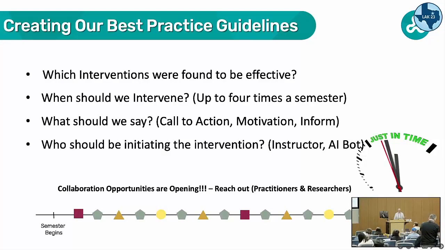approach. It should be a call to action. It should be motivational, and it should be informational. It should include information. Who should be initiating the intervention? Will I be getting a post from a bot, an AI bot, or someone human? This is crucial for our development. And when will it happen? So if you're interested in these questions, please approach us, and this is the time when we are now starting to write our research on it.